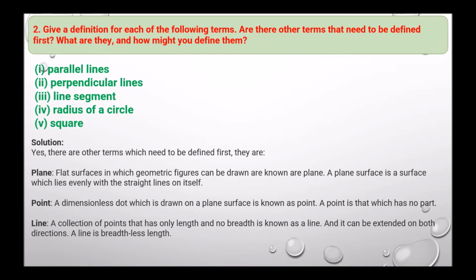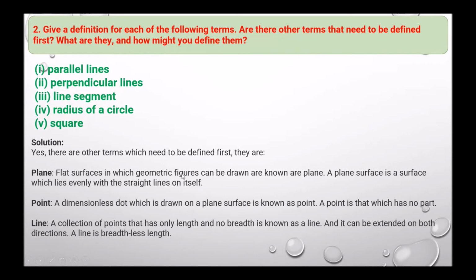Second question, give a definition for each of the following terms. Are there other terms that need to be defined first? What are they and how might you define them? First one is parallel lines. Second is perpendicular line. Third, line segment, radius of a circle, square. Yes, there are other terms which need to be defined first.